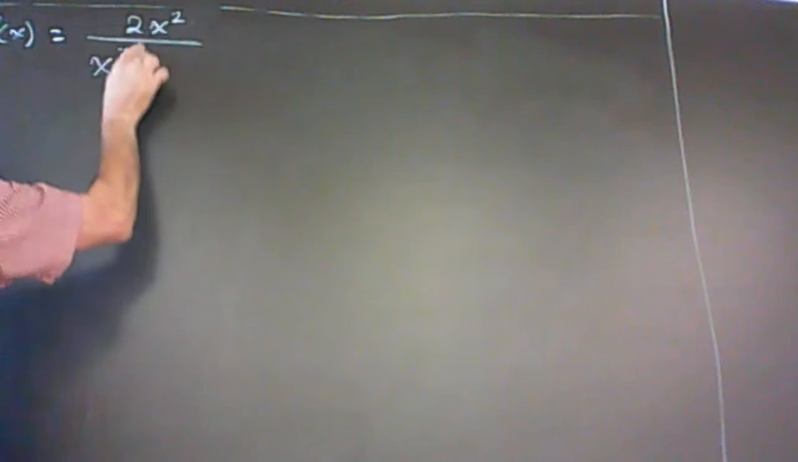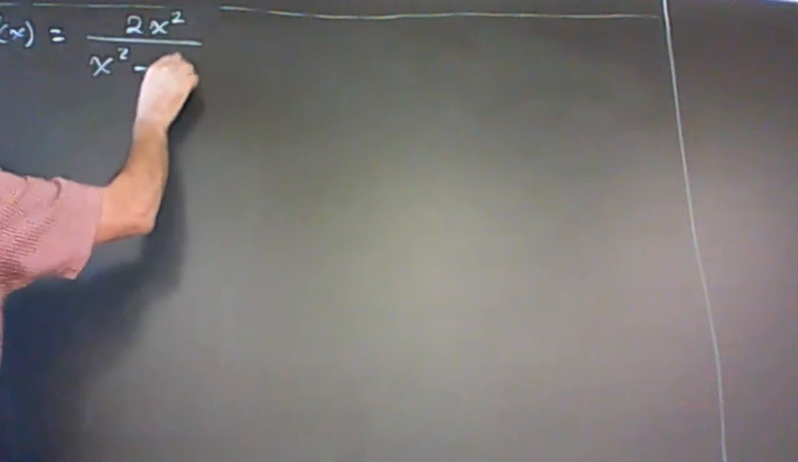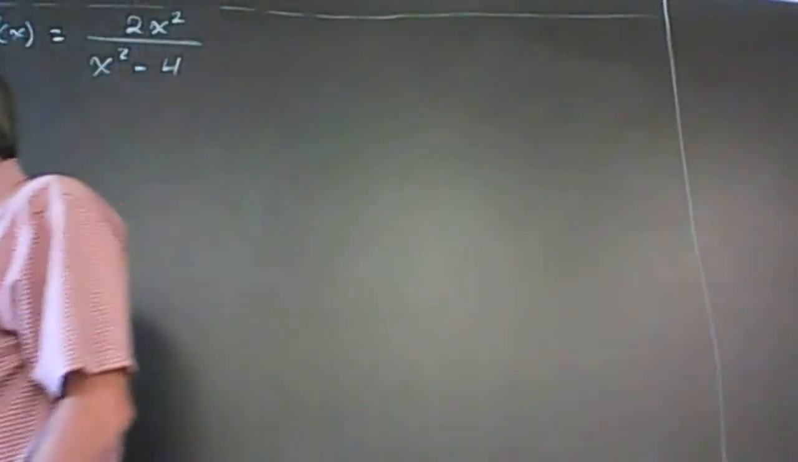Say, for instance, we're looking at f of x equal, say, 2x squared over x squared minus 4. Okay. So now we need to determine, do I have any vertical asymptotes?